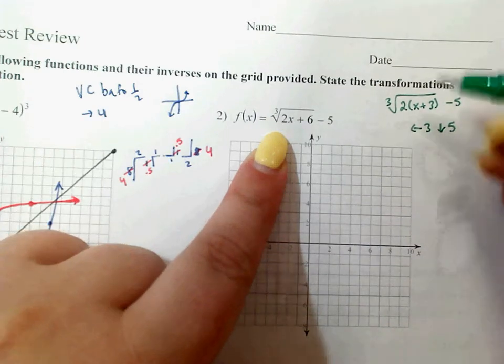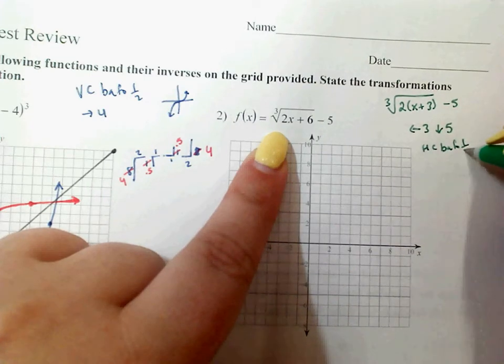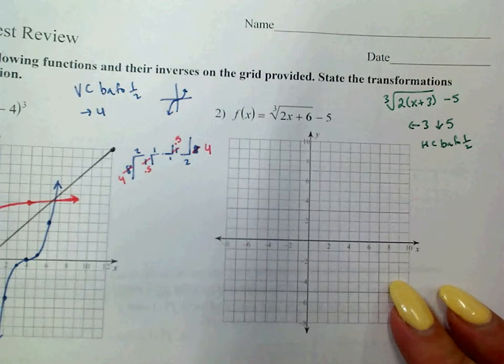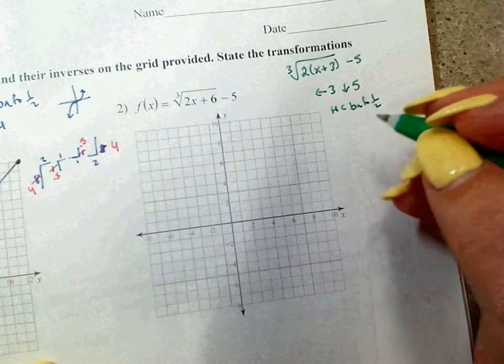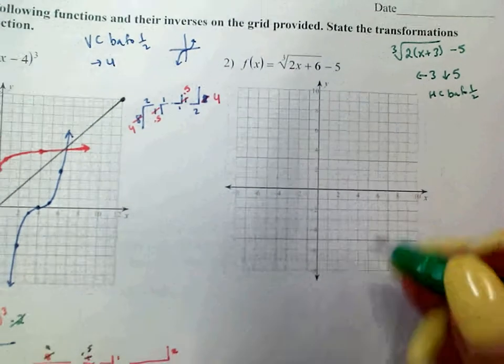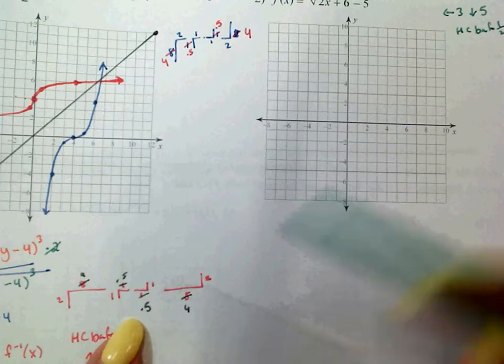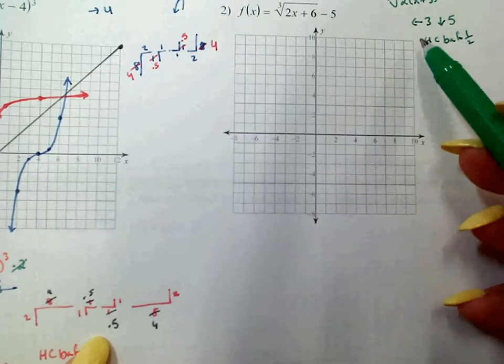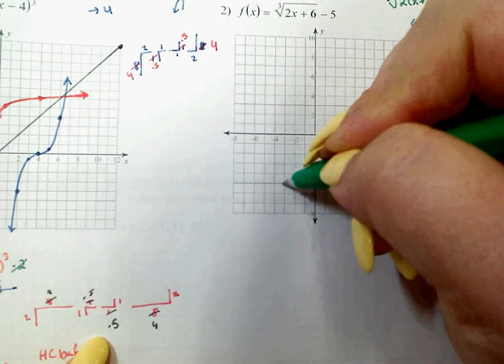And we're going to have a horizontal compression by a factor of 1/2. Okay? So, cube root function, similar to this one right here. I'm actually just going to go ahead and use this right here because it's just a horizontal compression by a factor of 1/2. So I'm going to go left 3 and down 5. Left 3 and down 5. And that's my starting point.